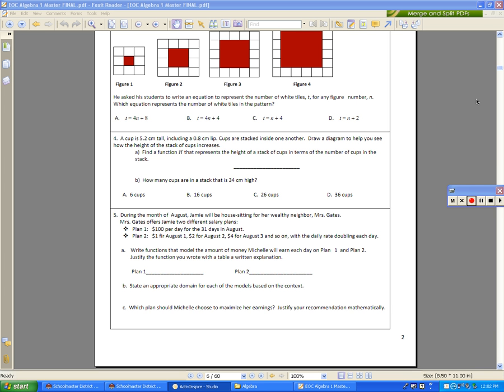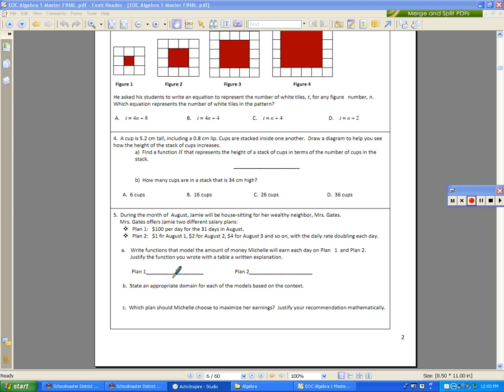Okay? And so this is that same little equation that we had before. Write functions that model the amount of money Jamie will earn each day on plan 1 and plan 2. Well, plan 1 is easy because she gets $100 every day, right? But we want to know times each day, so 100 times d. However many days you're working, you can just plug that in there for d, and it'll tell you how much money you've got so far.